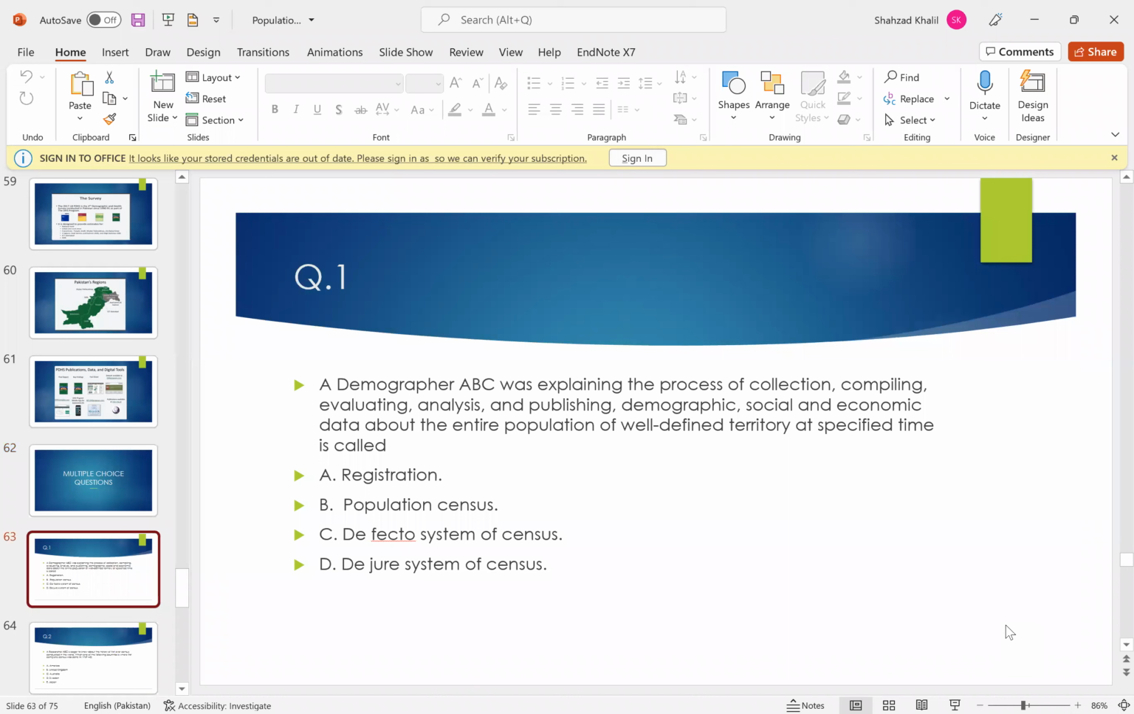A demographer, ABC, was explaining the process of collecting, compiling, evaluating, analyzing, and publishing demographic, social, and economic data about the entire population of a well-defined territory at a specified time. Is it called registration, population census, de facto system of census, or de jure system of census? Yes, the correct answer is population census, at a defined time and including the whole population of a well-defined territory.